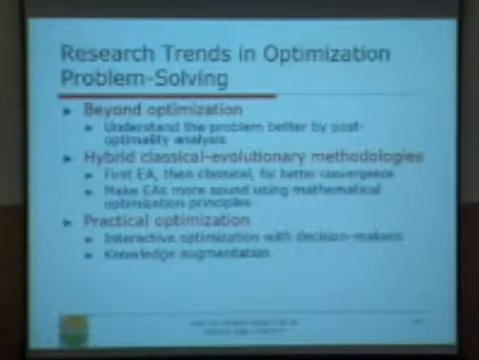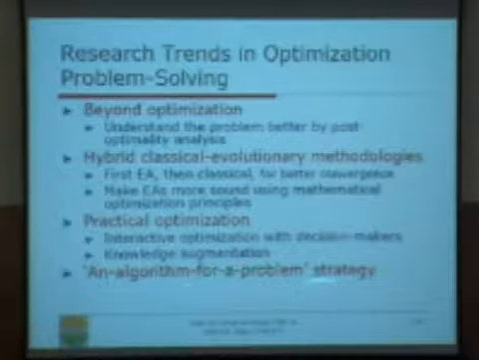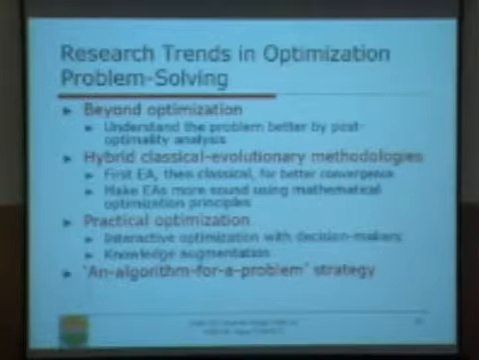Like I just mentioned, the hybrid, starting with the GA and following up with a classical method. Practical optimization is a little different. You need to use interactiveness and also knowledge augmentation in your problem and algorithm. I believe in this strategy. If you want to solve a practical problem, you need to think of an algorithm for that problem. You cannot think of one algorithm to solve various problems. So customization is the main key issue here.